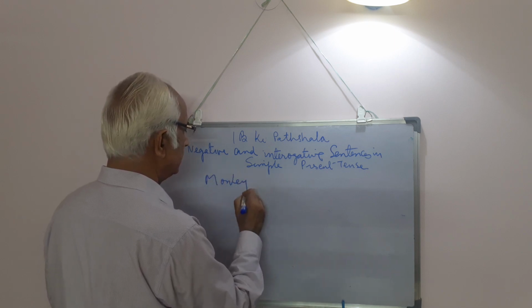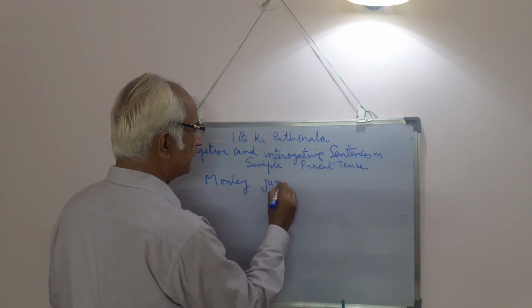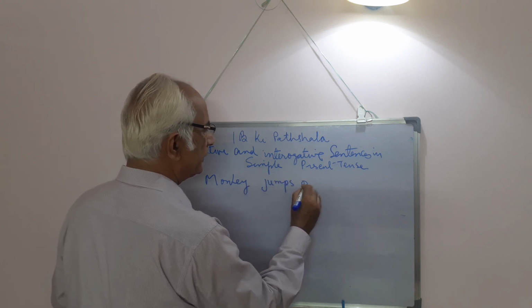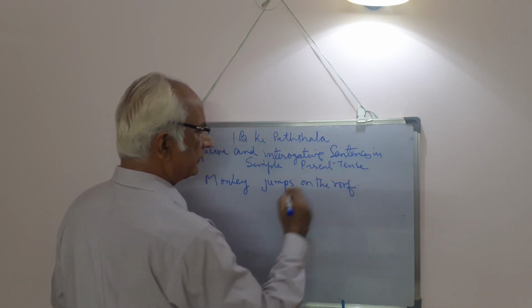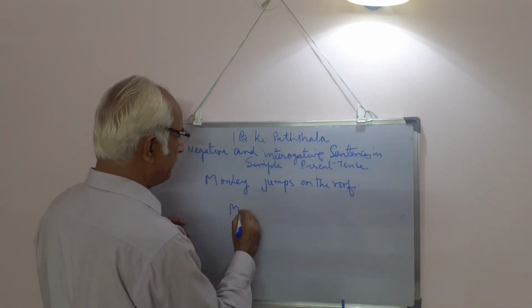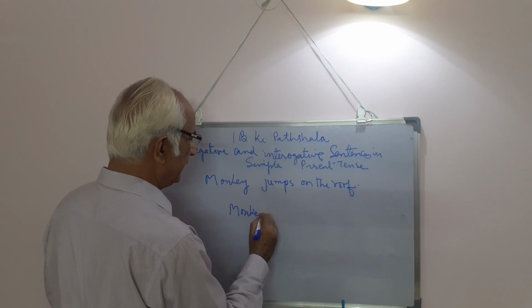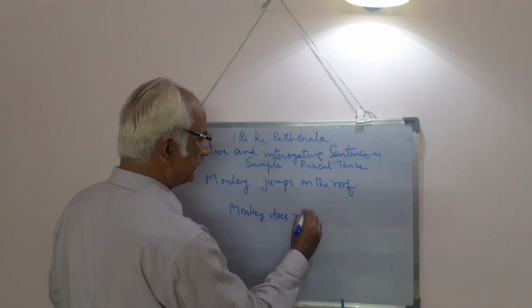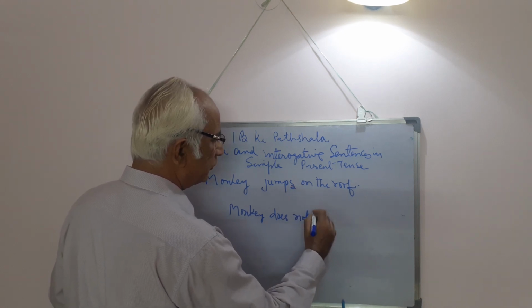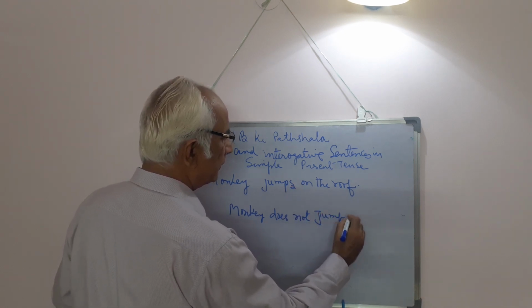Monkey jumps on the roof. So what we'll do? We'll say monkey, it is third person, does not jump. Now this s will be removed. On the roof.